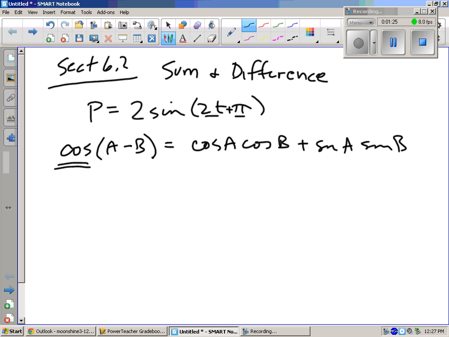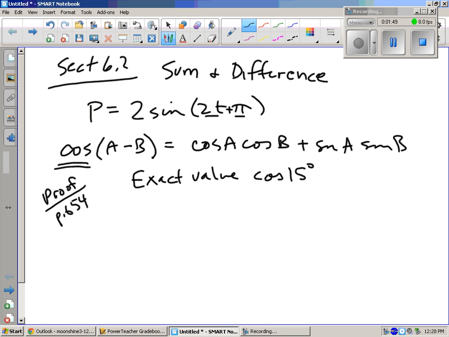If you want to see the proof of this formula, where it came from, you can look on page 654. I don't want to take the time to go through that with you. You just have to trust me that somebody in the past figured out this formula and now we get to use it. So, if I ask you to find the exact value of the cosine of 15 degrees, well, that's not on our circle, so we don't know it, but we do know 45 and we do know 60. We do know those values for sine and cosine.